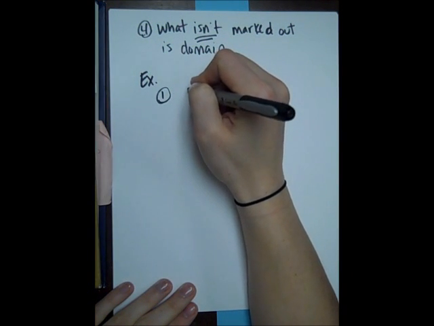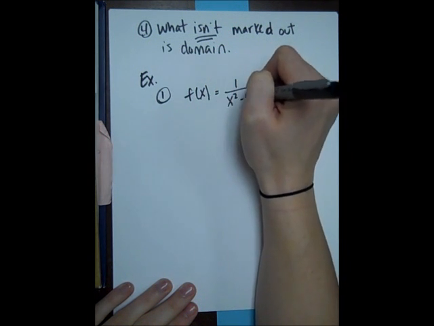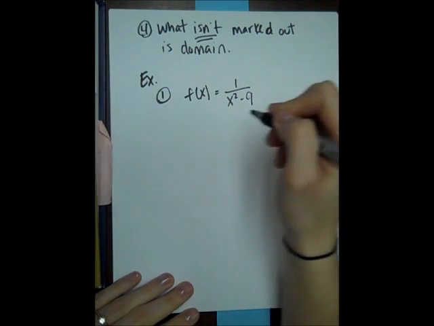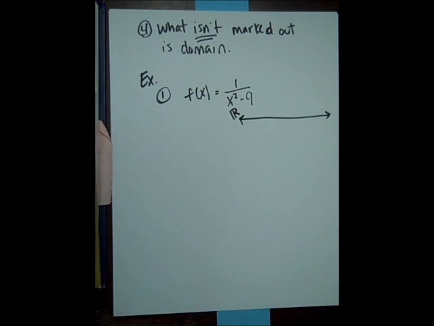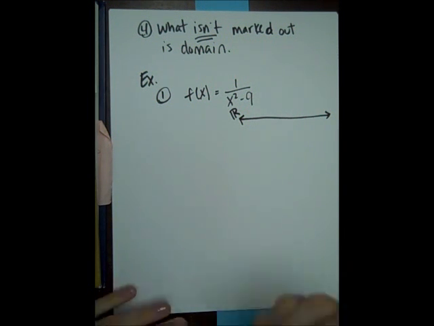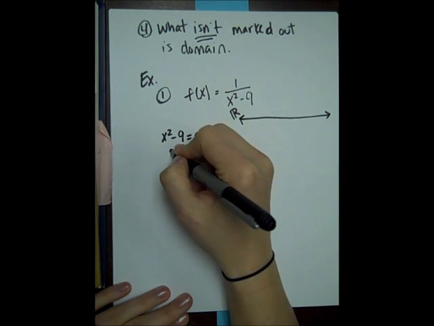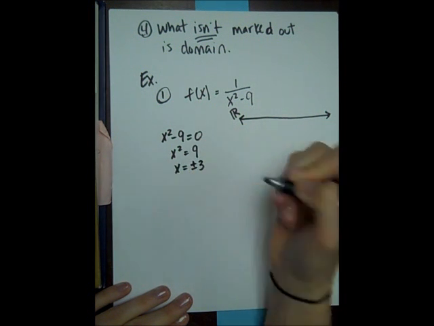Example 1. Let's find the domain of f of x is 1 over x squared minus 9. So I'm going to go through my steps. First thing, draw the real number line. And I'll draw that here. There's my real number line. Now, step 2. Do I have any denominators in my problem? Yes, I do. So set it equal to 0. And now solve for x. So x squared is 9, which means that x is plus or minus 3.